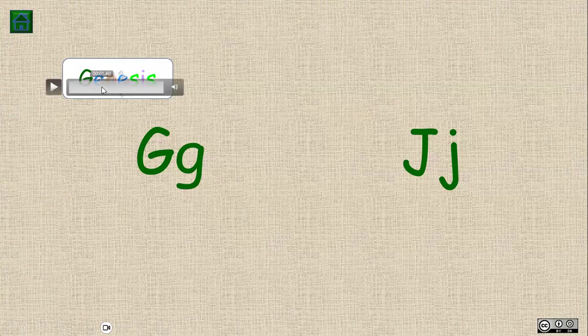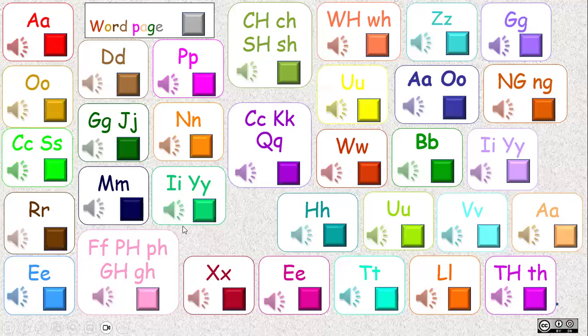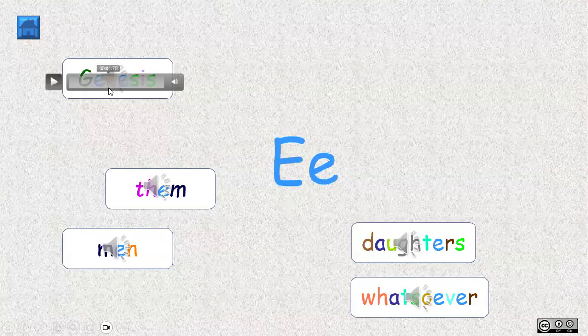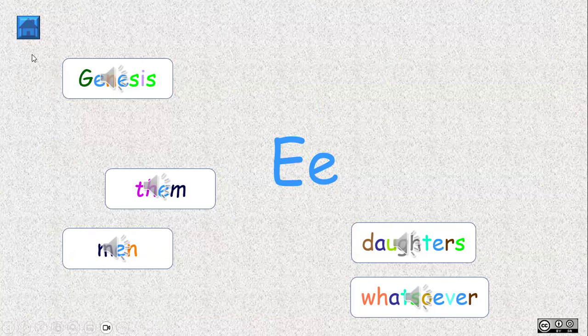And then the next sound is the blue E. You find that on the home page, and here it is. And this sound says eh. Go to that page, and it says Genesis. Go back to home.